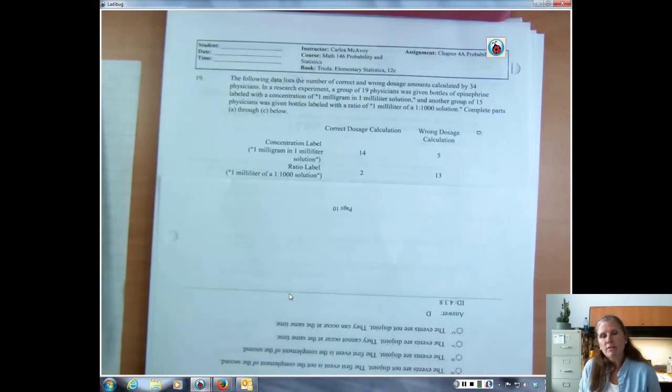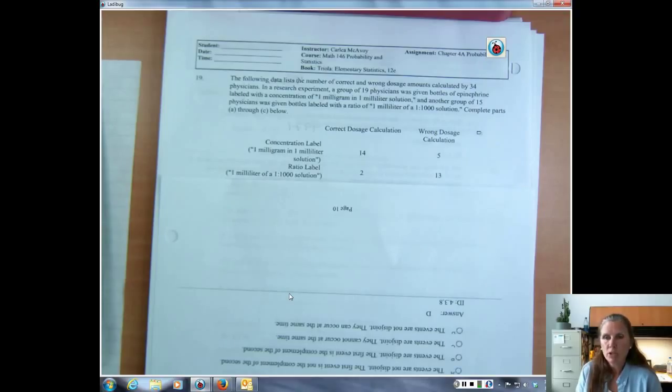This number 19, the following data lists the number of correct and wrong dosage amounts calculated by 34 physicians. Well, that's frightening. In a research experiment, a group of 19 physicians were given bottles of epinephrine labeled with a concentration of 1 milligram in 1 milliliter solution, and another group of 15 physicians were given bottles labeled with a ratio of 1 milliliter in 1 to 1,000 solution. Complete parts A through C below.